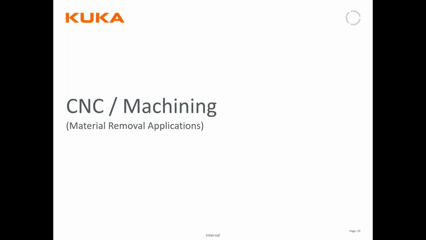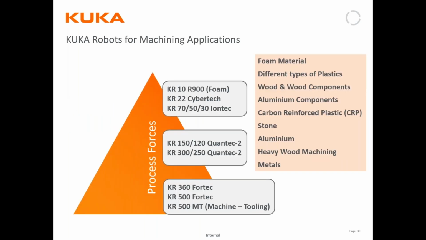Then comes the machining part, or material removal applications. There are certain robots which are suitable for machining applications. We have 3 series: IronTech, Quantec, and Fortec. In the IronTech series, we can use KR10, KR22, KR70, 50, 30. These are the low payload category robots which can be used for machining application. Then we have a mid-range where KR150 or KR300, the Quantec 2 series can be used, and KR360, KR500, and KR500 MT version are the Fortec versions which can be used for heavy machining applications.